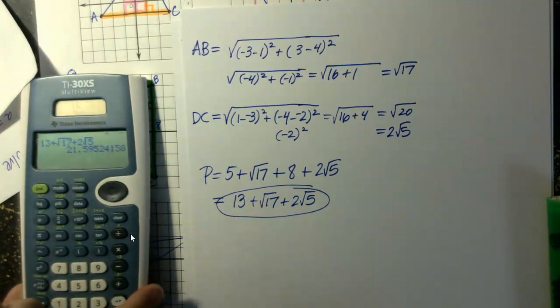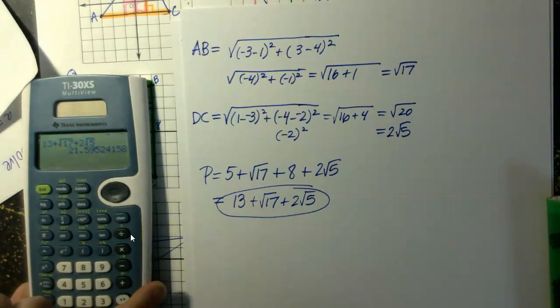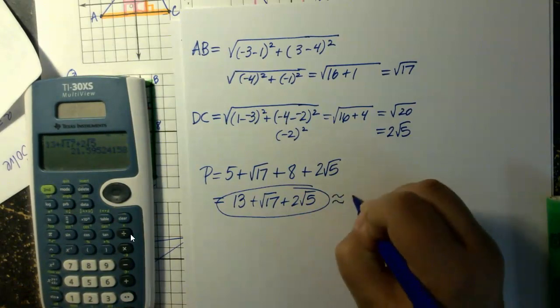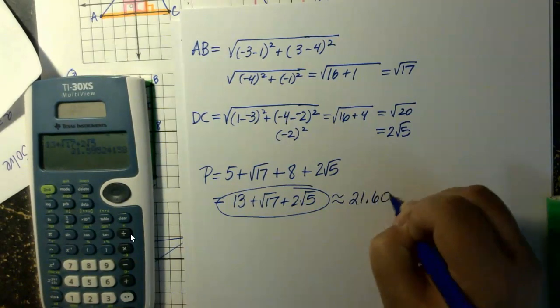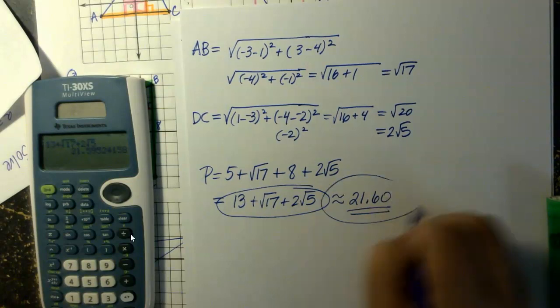Decimal form, looks like we've got about 21.6, let's just go with 21.60. And that's my perimeter.